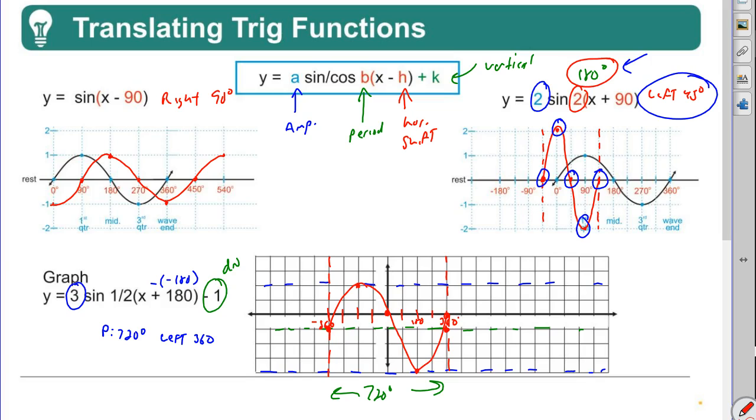And we just graphed it between -360 and +360. We dealt with a 3 amplitude. We dealt with a 720 degree period. We dealt with a left 360 degree horizontal shift, and we dealt with a down 1 vertical shift. All right, there you go, translating trig functions.